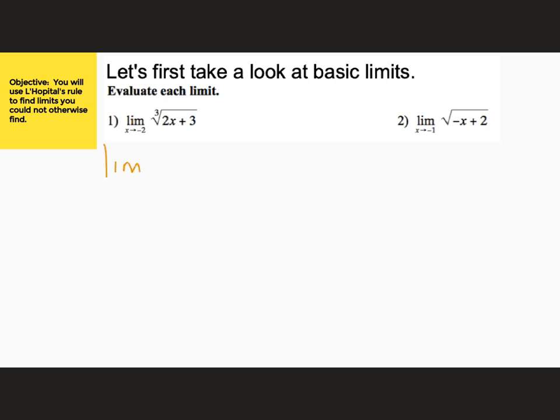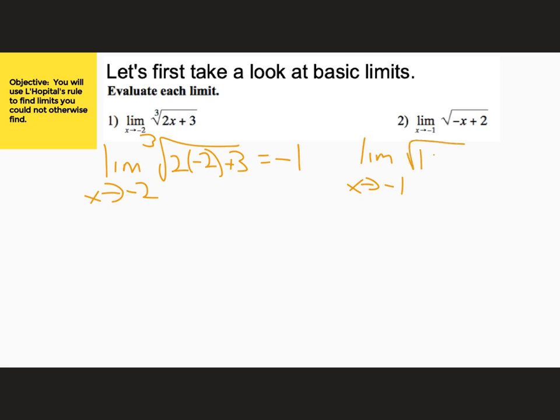So the limit as x goes to negative 2, cube root of 2 times negative 2 plus 3. So that's negative 4 plus 3 is negative 1. Cube root of that is negative 1. And this one, limit as x goes to negative 1 of 1 plus 2 is 3. Square root of 3.